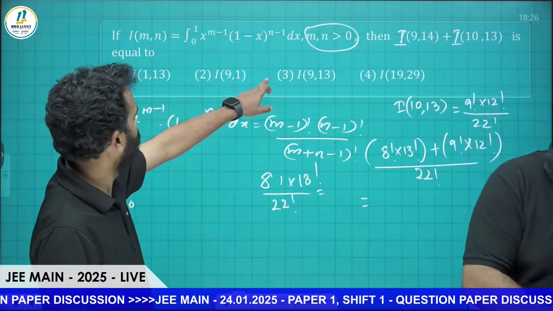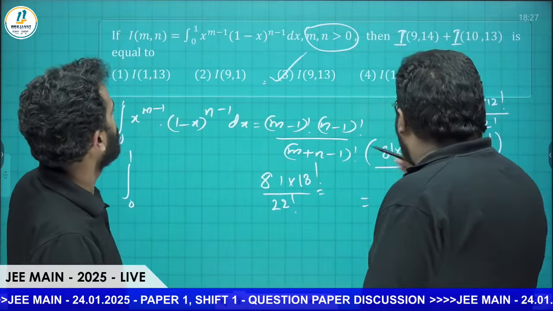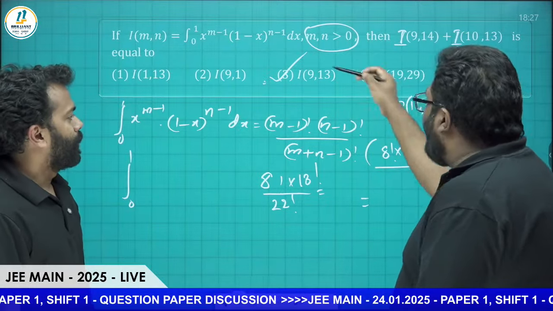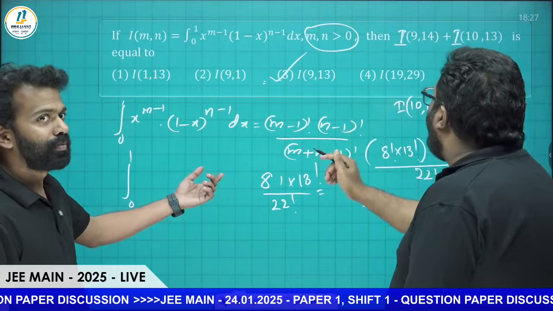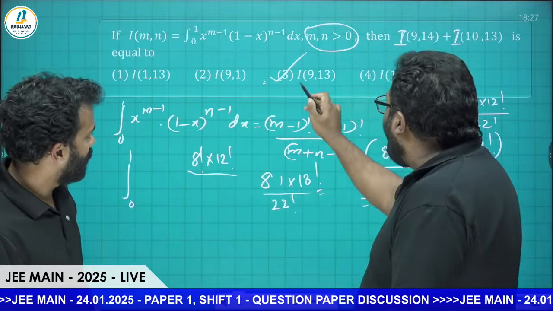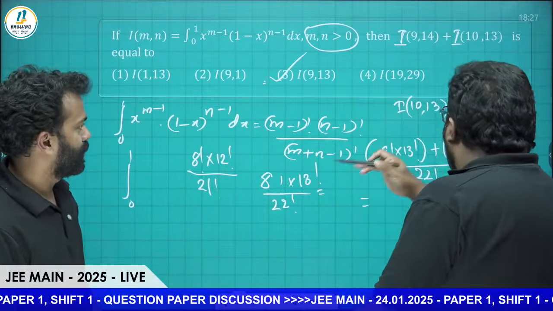Like the third one, it's 913, and the answer is... you can simplify it and get it, my dear. It's nothing difficult over here. You just need to get to the form, that's all. The final answer is going to be 8 factorial into 12 factorial by 13 plus 9 over 22 factorial. If you are getting that, the answer is over.